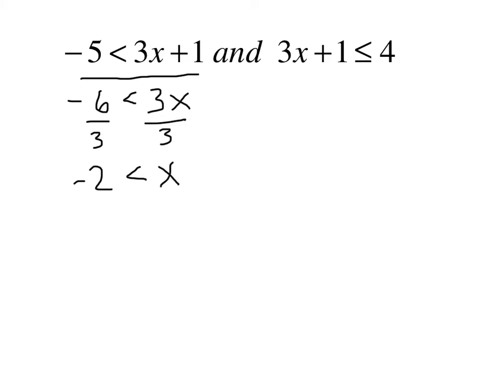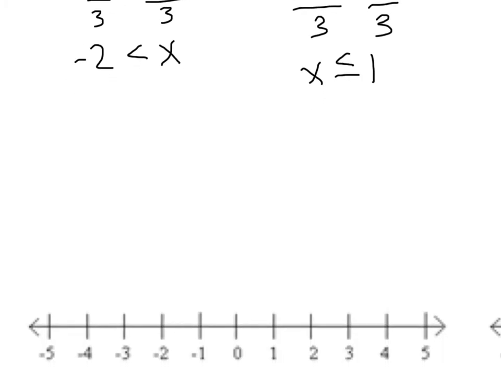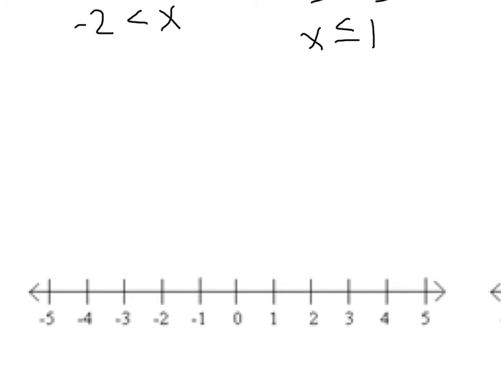And we're talking intersection. 3x plus 1 is less than or equal to 4. Let's solve it. Subtract 1 from both sides. 3x is less than or equal to 3. Divide both sides by 3, and x is less than or equal to 1. We want to graph both of these. We're looking for the intersection. X is greater than -2. X is less than or equal to 1.